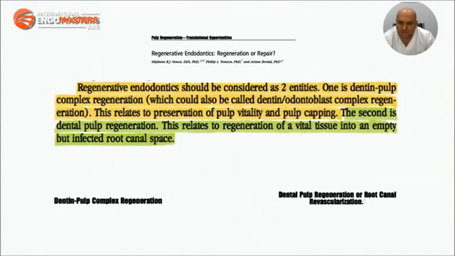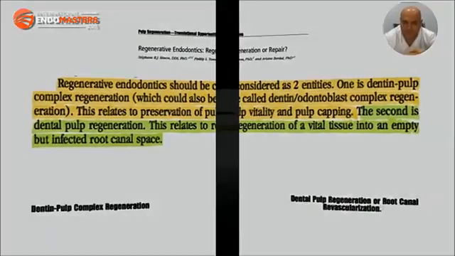When discussing regenerative endodontic procedures, I agree with Professor Simon and colleagues that we have to differentiate between two entities. One is dentin pulp complex regeneration, which could also be called dentin odontoblast complex regeneration and relates to the preservation of the pulp vitality and pulp capping. And the second one is the dental pulp regeneration that relates to the regeneration of a vital tissue into an empty but infected root canal space.